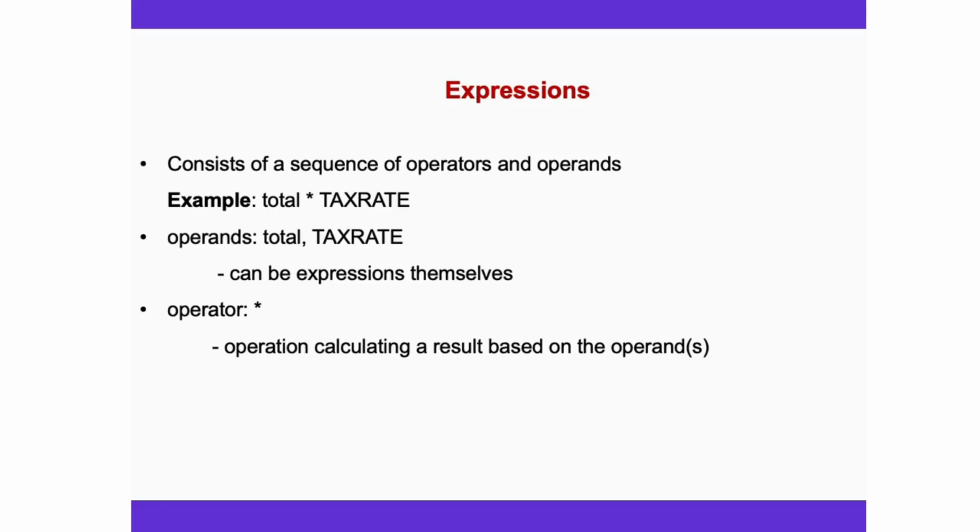Expressions consist of a sequence of operators and operands. The example is total multiplied with the tax rate. Here, total and tax rate are operands, and operands can be expressions themselves. Here the multiplication operator symbol, asterisk, is known as the operator. This operation calculates a result based on the operands.